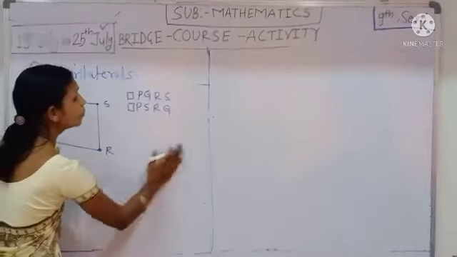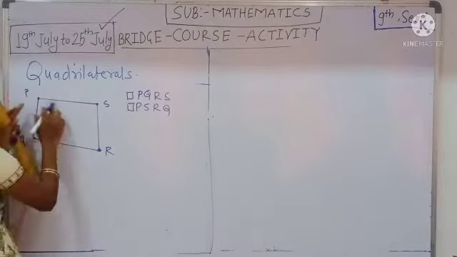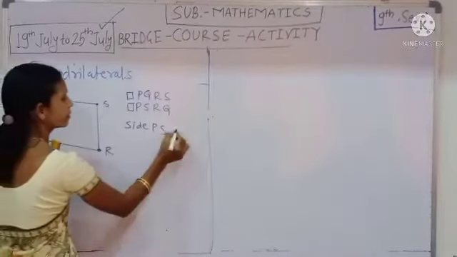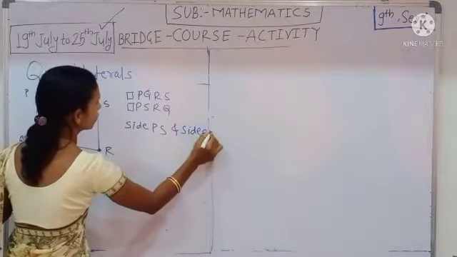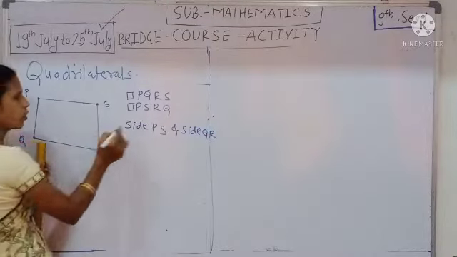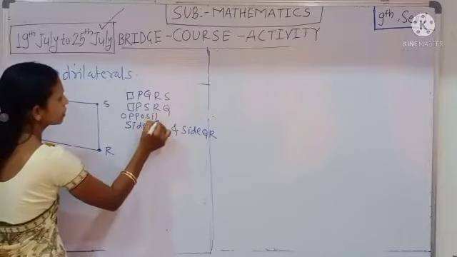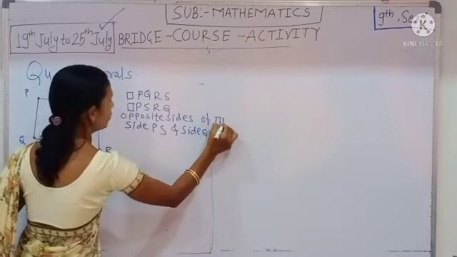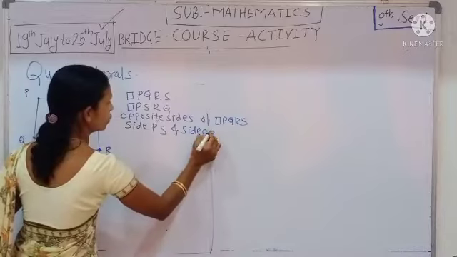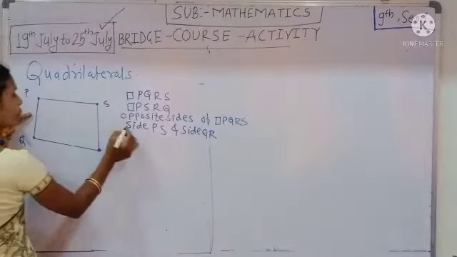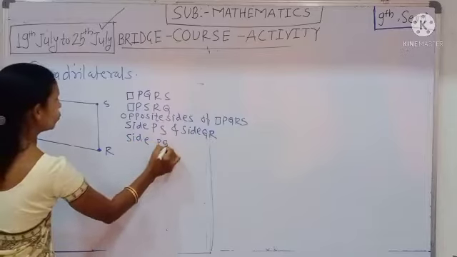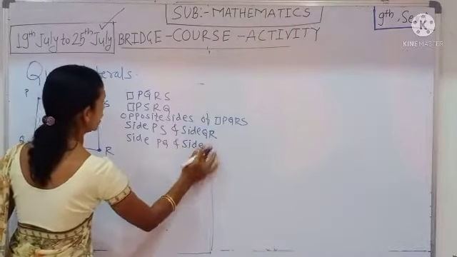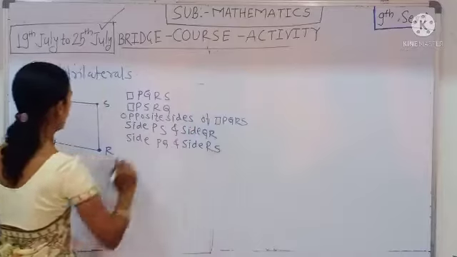Then there are a few components related with that quadrilateral. That is, see here, side PS and side QR are the opposite sides of that quadrilateral PQRS. One more pair of opposite sides, that is side PQ and side RS, are opposite sides of the given quadrilateral.